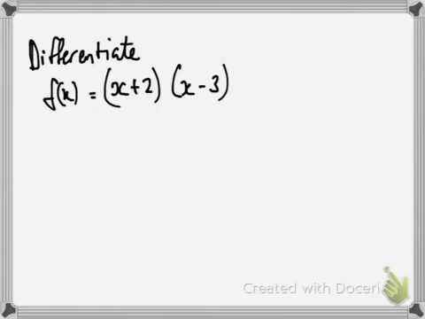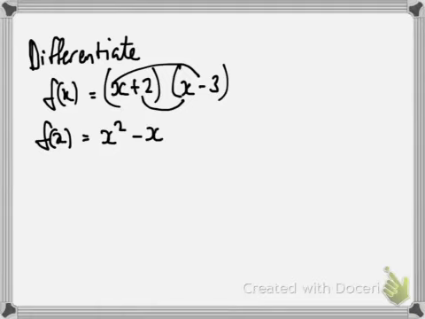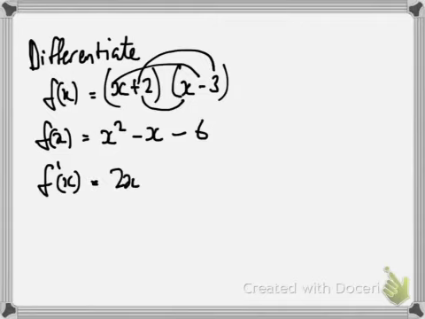What about if we've got brackets? Well, the first step we've got to do before we get the derivative is remove the brackets first. So f of x equals x squared minus 3x plus 2x, that's going to be minus x minus 6, because positive 2 times negative 3 is negative 6. Therefore, when we get the derivative, f dash x equals 2x minus, what's the derivative of negative x?